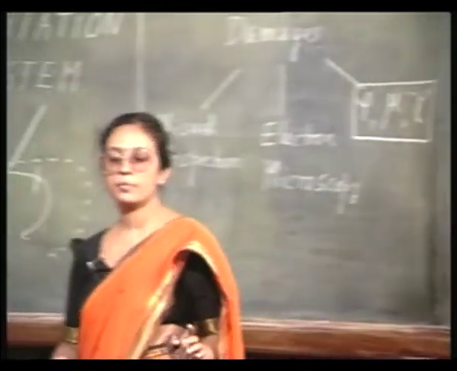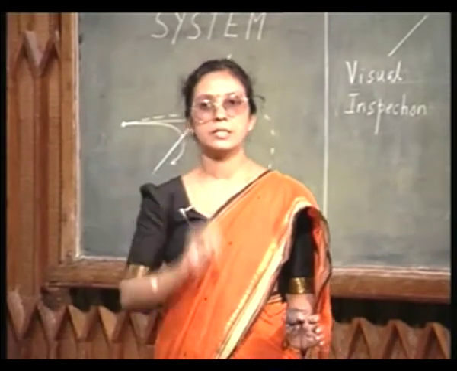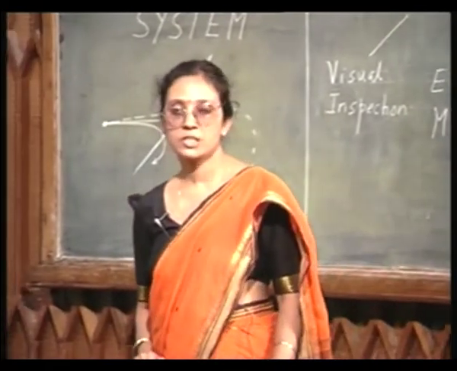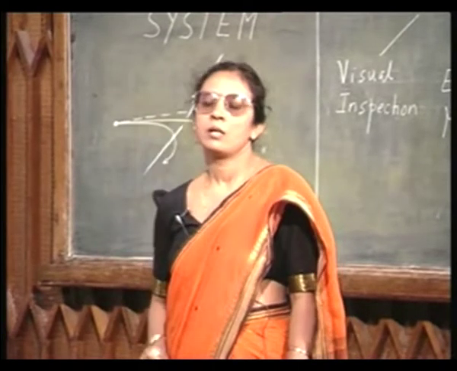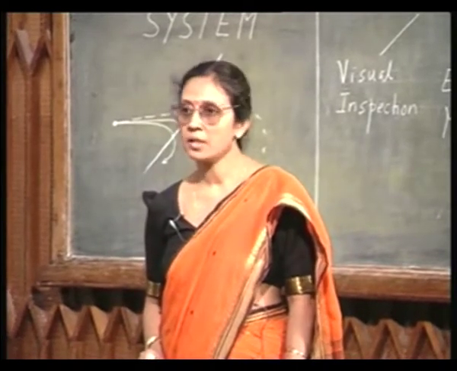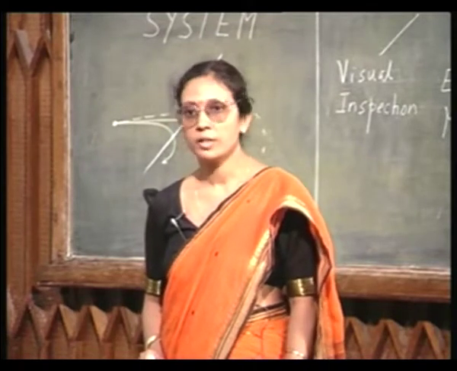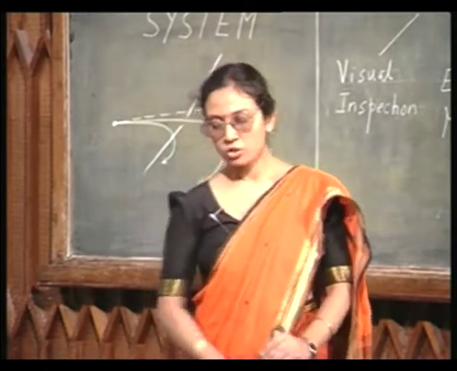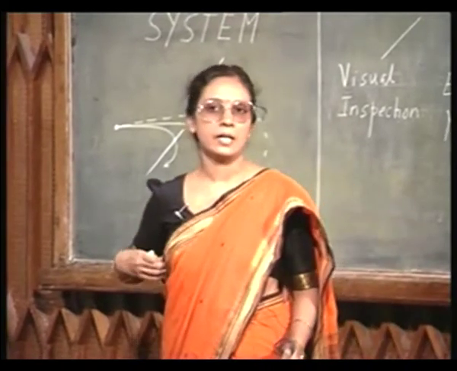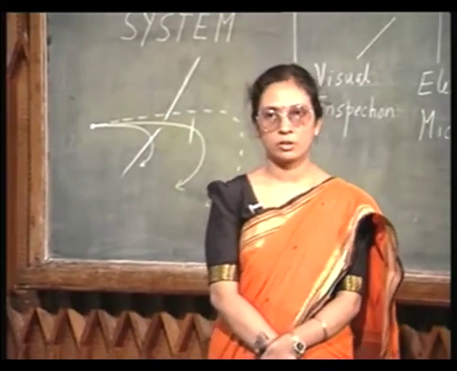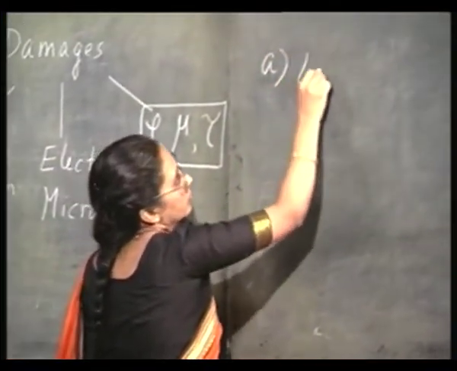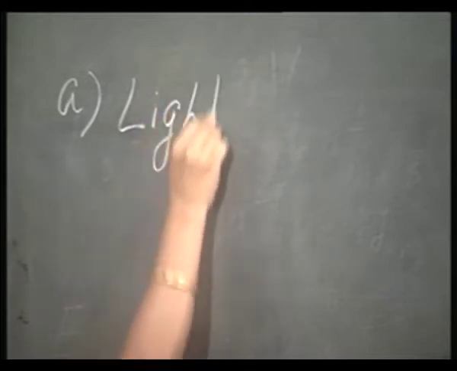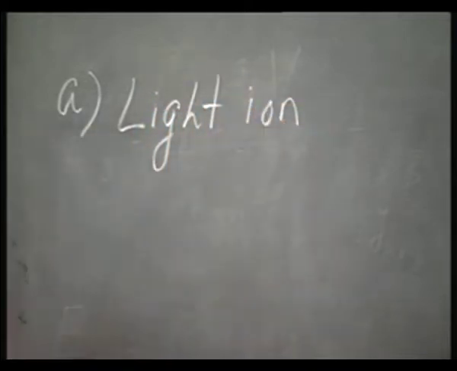You know what happens when the ion beam is incident on the semiconductor. It is going to lose its energy, and primarily nuclear stopping is the mechanism that is responsible for the damages. So, when a light ion is incident on the semiconductor, let us talk about light ion. It has got a small mass.